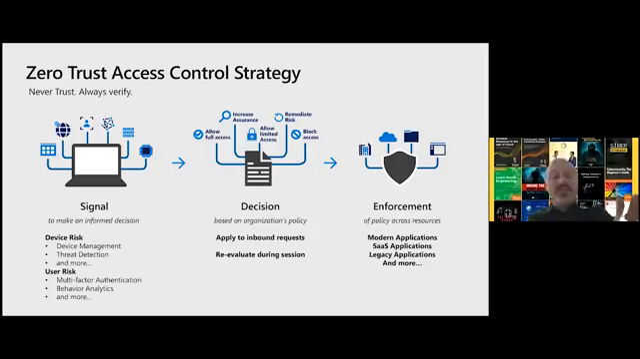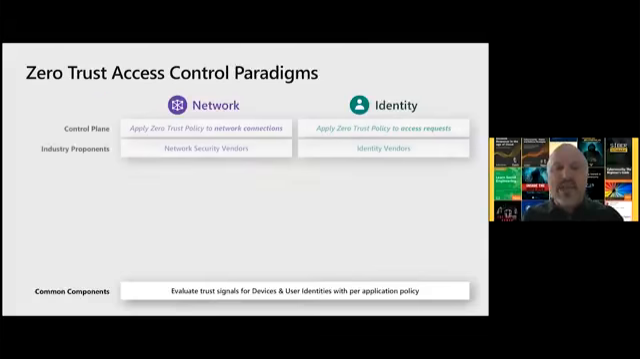So the signals should come to a decision which needs to be enforced by policy across resources. If you're a modern application, that's easy. If you're using Microsoft 365, Google G Suite, or similar software service account, it's easy, but this can be challenging, of course, with legacy applications and so on. So, zero trust access control paradigms, what are they? For the network, you have to have a zero trust policy for your network connections.